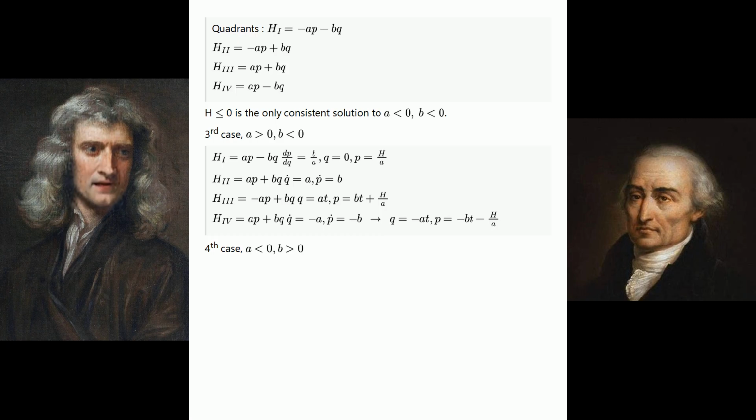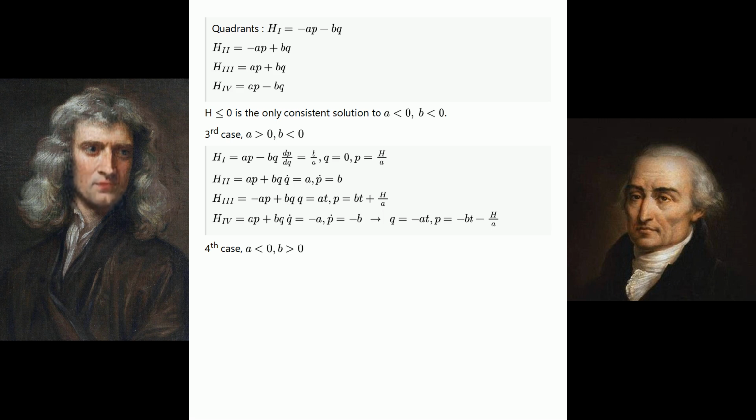H_I equals Ap minus Bq, dp/dq equals B over A, q equals 0, p equals H over A. H_II equals Ap plus Bq, q̇ equals A, ṗ equals B. H_III equals negative Ap plus Bq, q̇ equals negative A, ṗ equals B, t plus H over A. H_IV equals Ap plus Bq, q̇ equals negative A, ṗ equals negative B, q equals negative At, p equals negative Bt minus H over A.